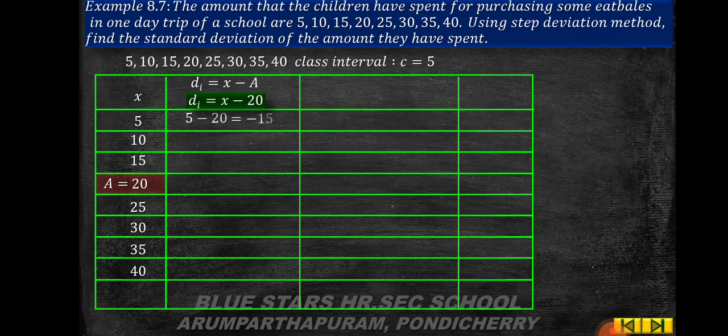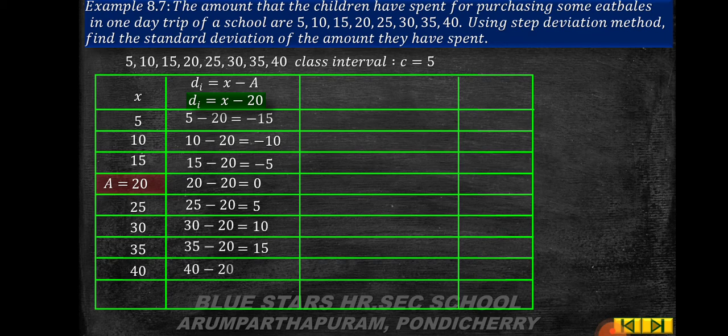So 5 minus 20 is minus 15. 10 minus 20 is minus 10. 15 minus 20 is minus 5. 20 minus 20 is 0. 25 minus 20 is 5. 30 minus 20 is 10. 35 minus 20 is 15. 40 minus 20 is 20.